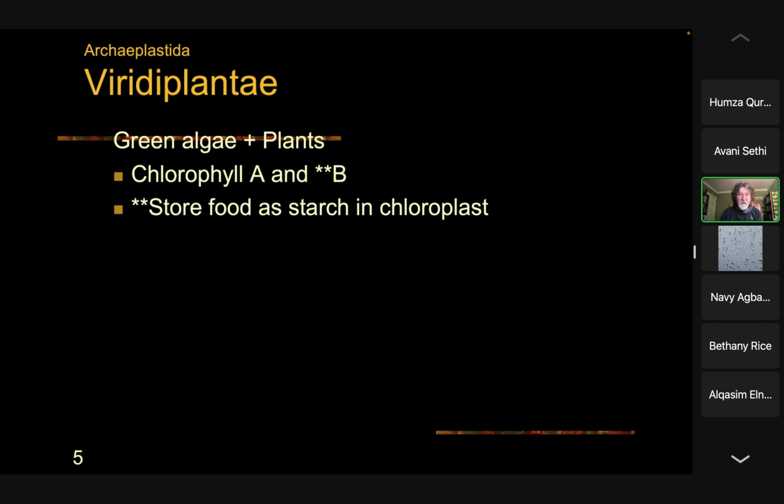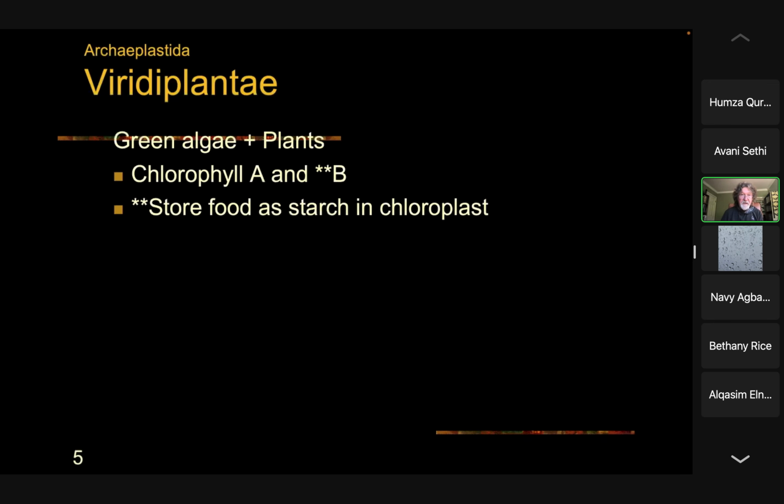Red lineage. Furthermore, another apomorphy here is that they store excess carbohydrate in the form of starch, but in the chloroplast. So it isn't just that they store it as starch. Red algae have a form of starch called Floridian starch, and also the brown algae have a certain form of starch as well. But in all these cases, the starch is being stored outside of the chloroplast. And so this is the apomorphy. The starch is in the chloroplast.